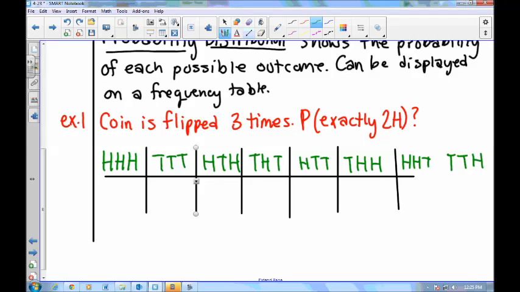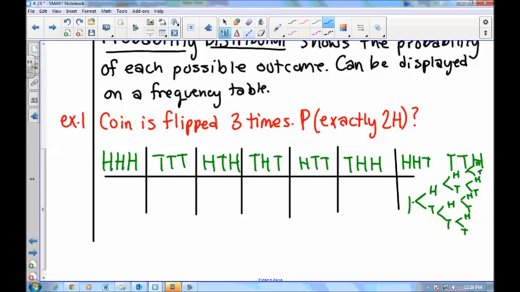Okay, you flip 1 coin 3 times. So here's our 3 flips. The first flip has heads, tails. The second flip can get heads, tails again. And then we can get heads, tails, heads, tails, heads, tails. This is called a tree diagram. 1, 2, 3, 4, 5, 6, 7, 8.